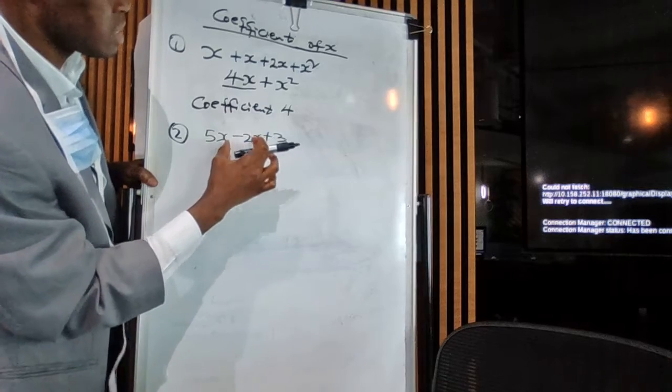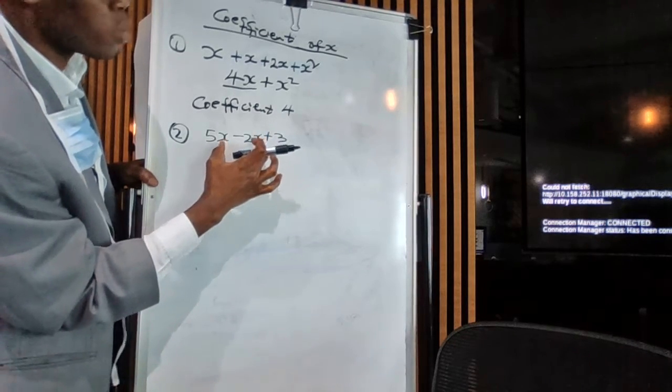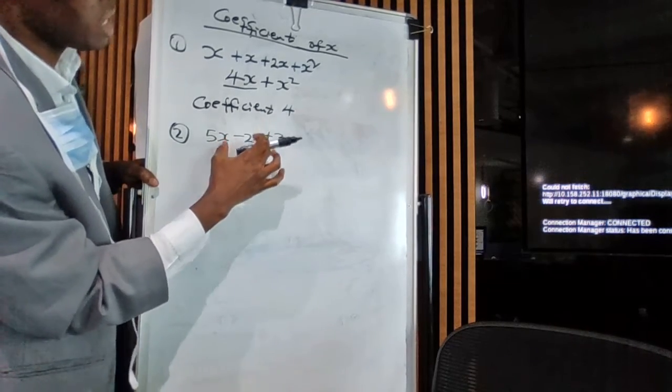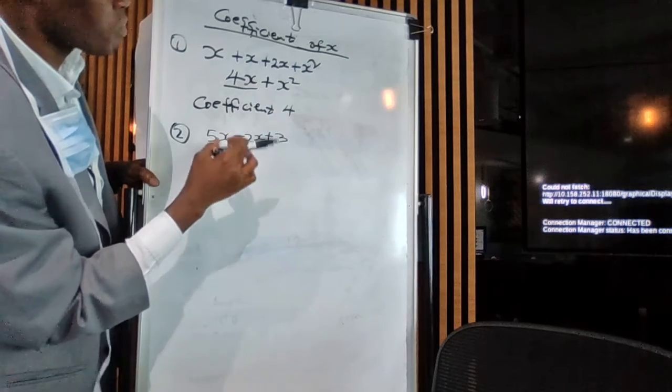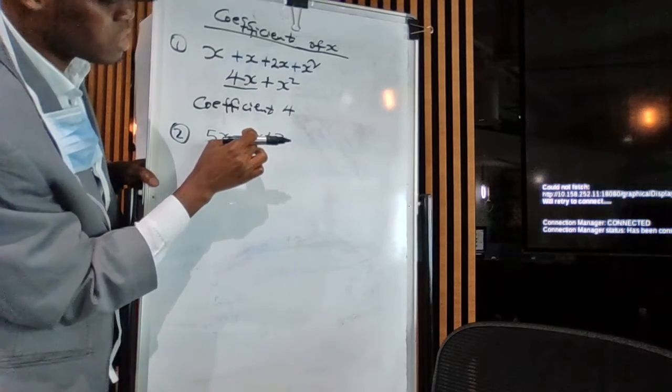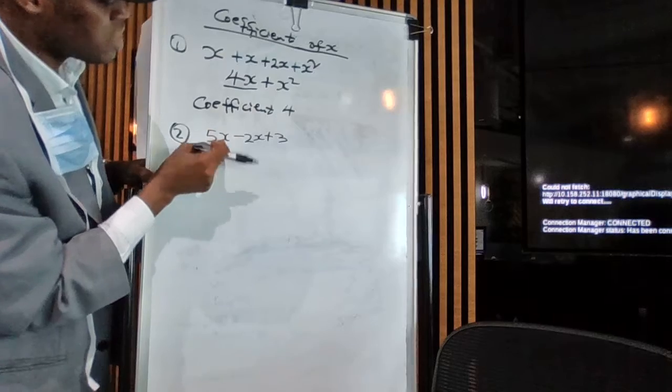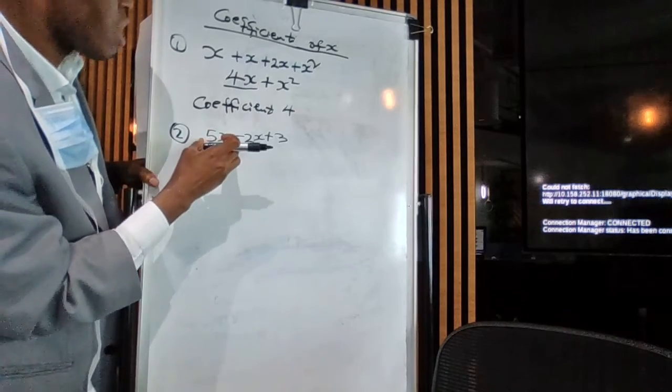This is the problem we are having, and we need to solve it. Let's combine these two together. The coefficient of this s is minus 2. The coefficient of this s is what? 5. That is, we have 5s.